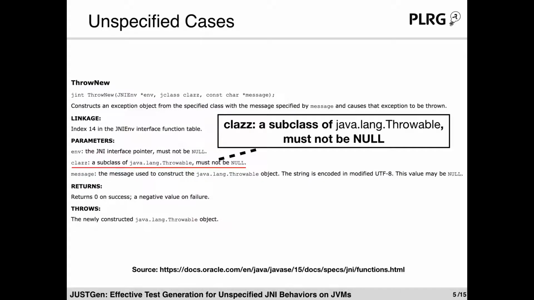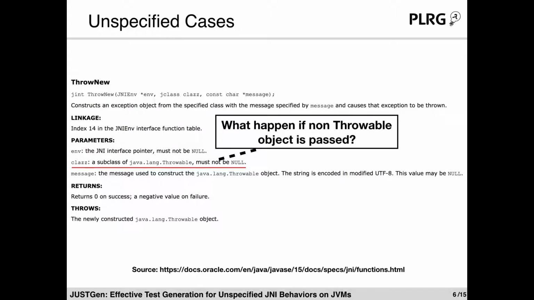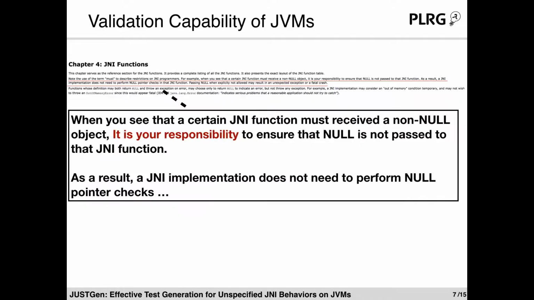So let me give an example of unspecified cases in the JNI specification. This screenshot shows the JNI specification explaining the ThrowNew JNI function. It says that the second argument of the ThrowNew function should be a subclass of the java.lang.Throwable class, and the value must not be null. However, it does not explicitly explain the JVM behavior when a non-throwable object is passed to the second argument of the ThrowNew JNI function. We call such cases unspecified cases.